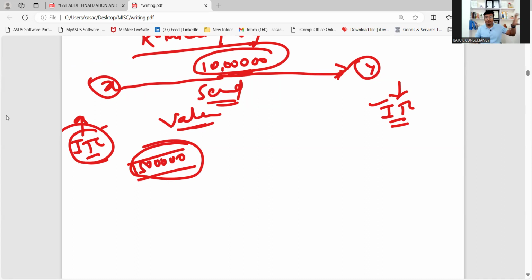X has paid taxes on 15 lakh rupees, adjusted the same from the input tax credit which is available in the books of accounts, and Y has claimed the input tax credit on 15 lakh rupees. This is a manipulation.